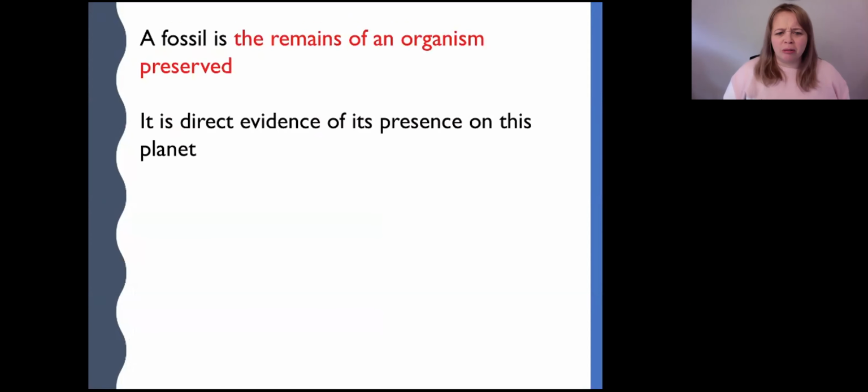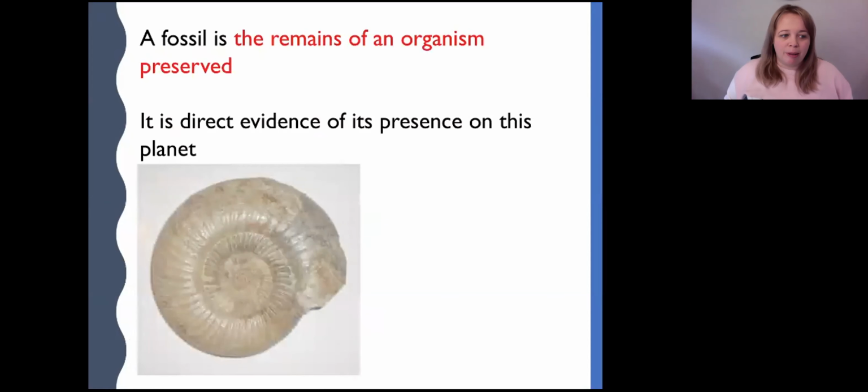So what is a fossil? You probably already know what a fossil is, but if you were looking for a pure definition, it's the preserved remains of an organism. So something dies and it gets preserved. It doesn't just get eaten or taken away. So it's direct evidence that it existed at a particular time period.